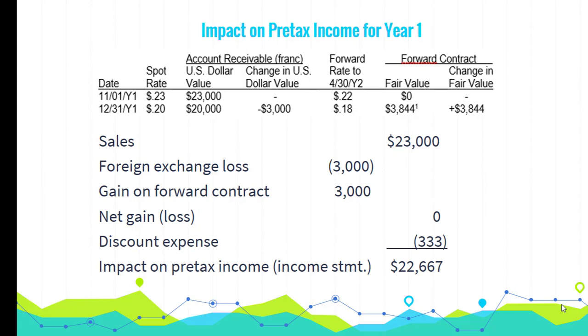So what is the impact on pre-tax income for year one? Well, sales in US dollar terms are $23,000. We see the perfect offset of the foreign exchange loss by the gain on the forward contract. So the net gain or loss is 0. And then, of course, there's the discount expense, which I mentioned before. So the net impact on pre-tax income, which goes on the income statement, is $22,667.